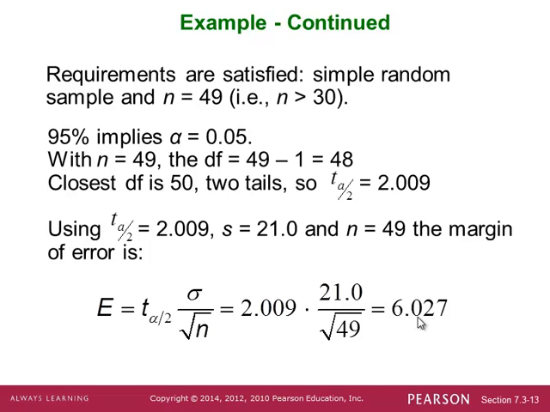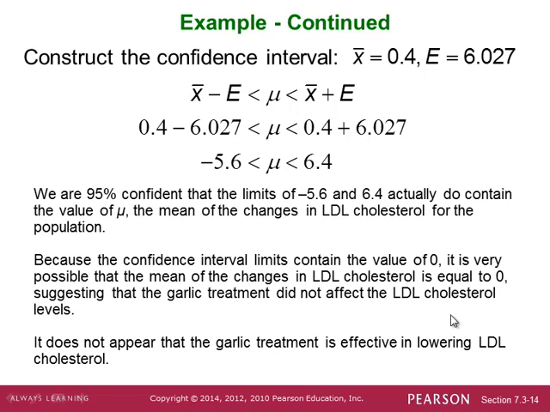So we have our margin of error, which is 6.027. And now we're going to take our x bar, which is 0.4, and add and subtract 6.027. Here's where we subtract it, here's where we add it. And we've got our interval that goes from negative 5.6 to 6.4.